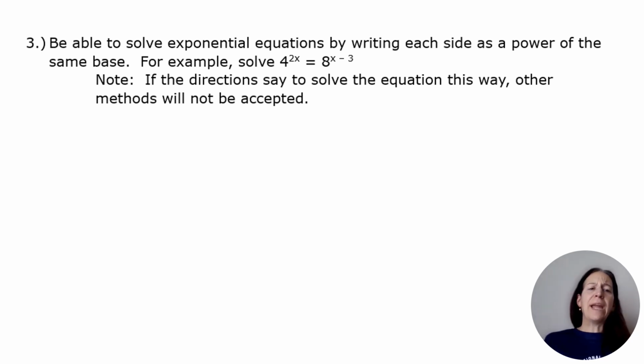Next one. Now, be able to solve exponential equations by writing each side as a power of the same base. So for example, solve 4 to the 2x equals 8 to the x minus 3. If the directions say to solve this way, other methods will not be accepted. So you do have to follow the directions. Once you have taken and passed your test on exponentials, no one actually cares how you solve it.